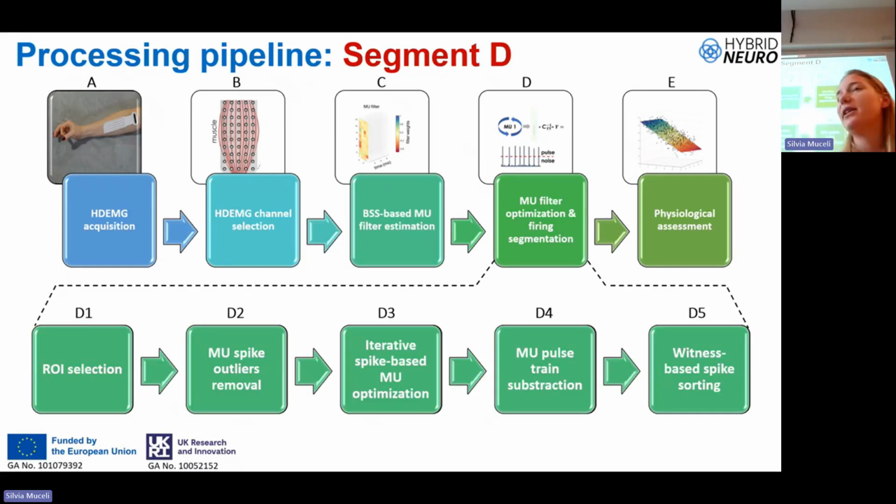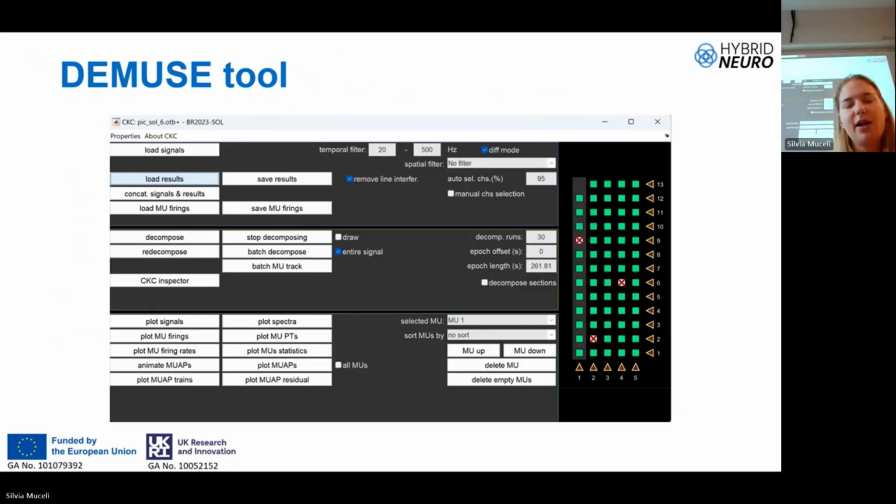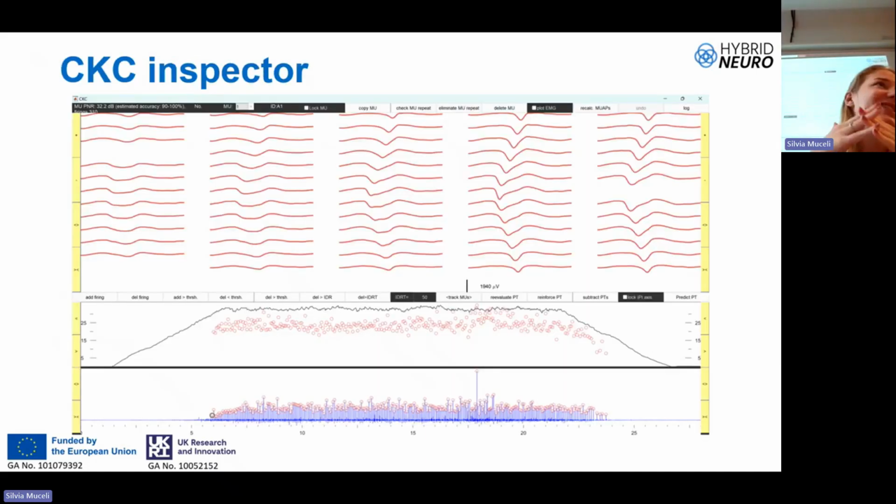Aleš already presented segment D today, but we will now pay more attention to each of those 5 steps. All those 5 steps in segment D are at our university done manually using the DEMUSE tool, and more specifically, the CKC inspector in the DEMUSE tool, which is a separate window. During today's hands-on training, I will actually show you the DEMUSE tool itself and the CKC inspector, and we will together edit some of the signals.